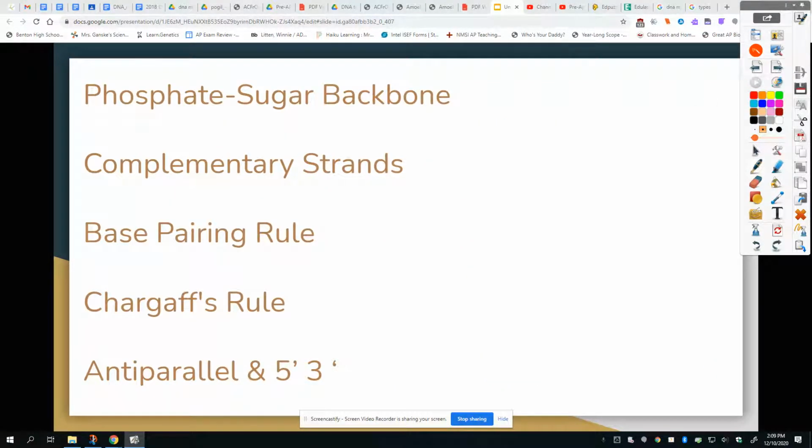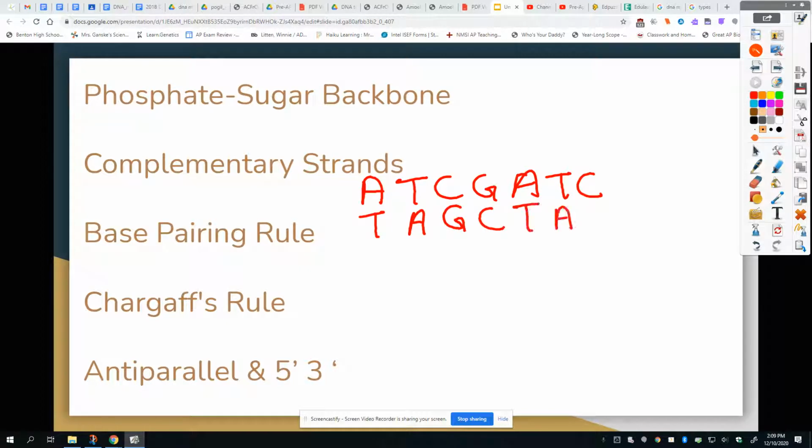Some of them we've mentioned before. The phosphate sugar backbone, that is covalently bonded deoxyribose to the phosphate group. And it makes for a very strong structure, so that the length of the structure is not breaking. Complementary strands follow the base pairing rule where we have A, T, C, G. So the complementary strand would be what complements it, what goes well with it, what can attach to it. So those are our complementary strands. The base pairing rule says that A binds to T and G binds to C.